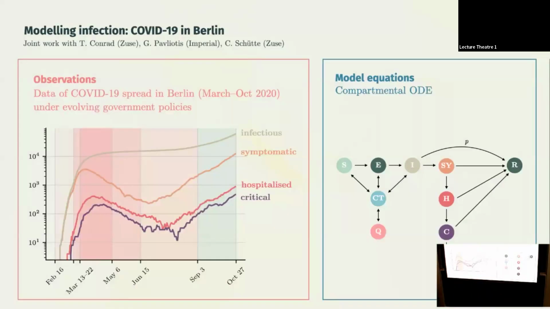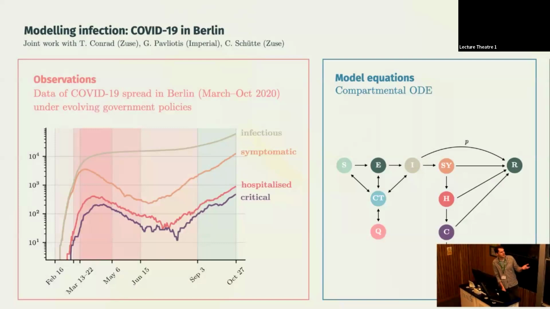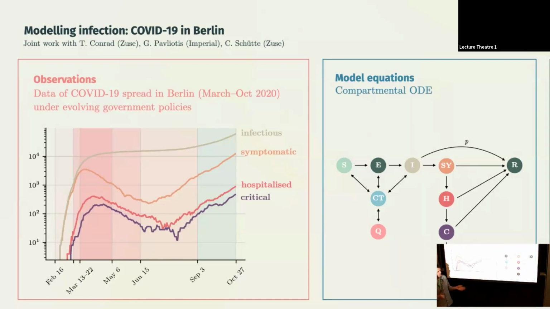And then one of the application studies that we did was to a real data set of spread of COVID in Berlin. This is work with Greg and also Christoph Schütte and Tim Conrad in Berlin. We have data of spread of COVID-19 in Berlin, March to October. The data are infection counts, symptomatic cases, people who are hospitalized, and people in critical conditions, ICU patients.